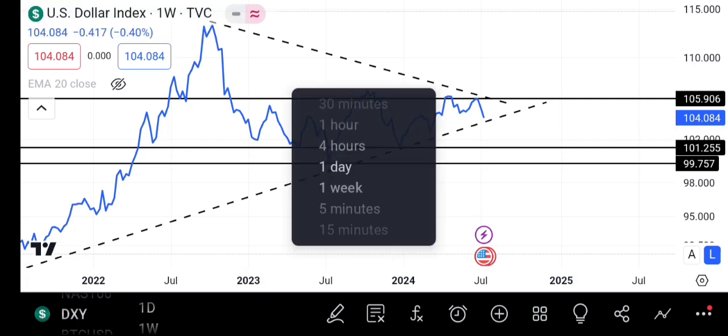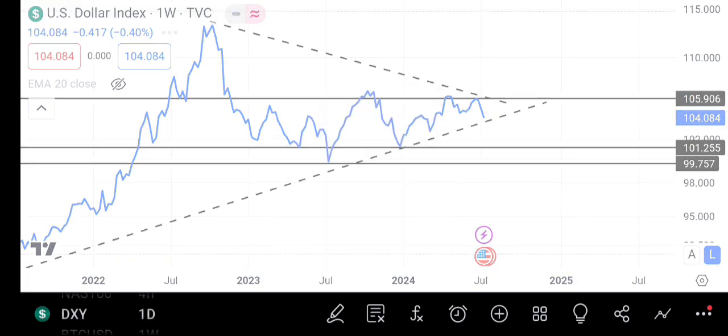Okay, let me go to my daily time frame. I want to see the charts more because on my weekly I already understand where I am going.